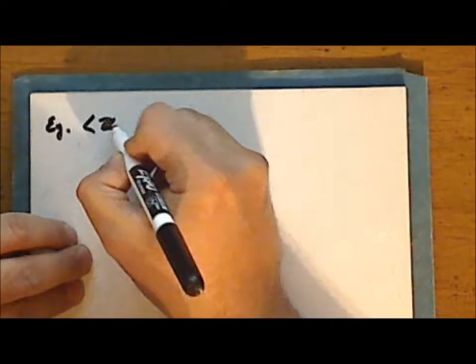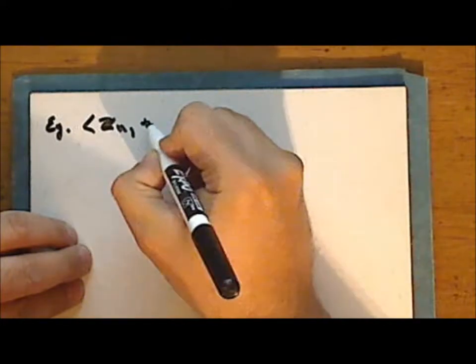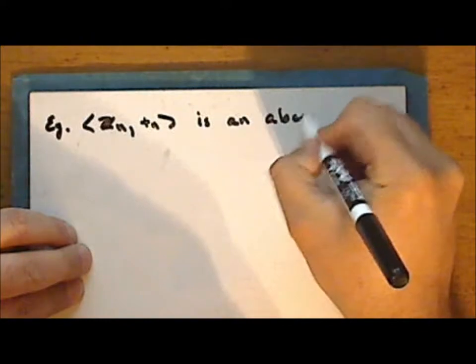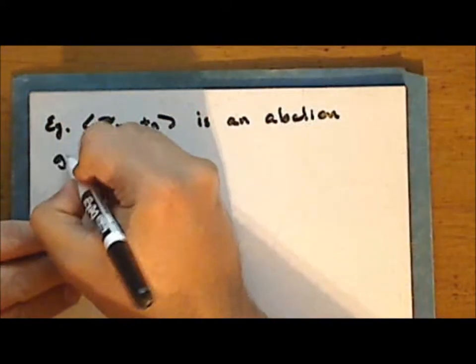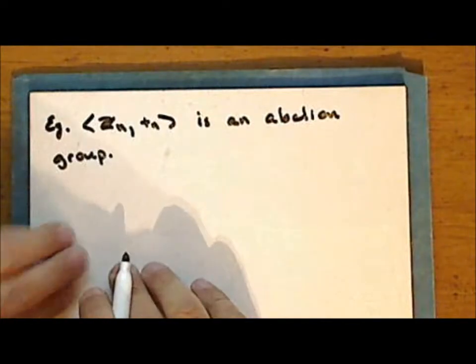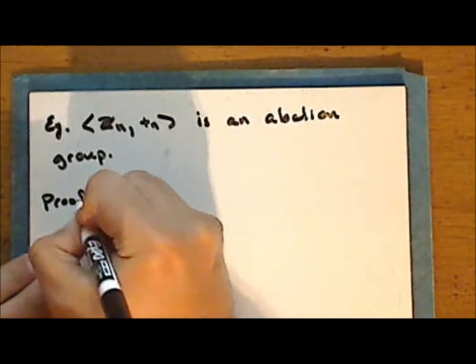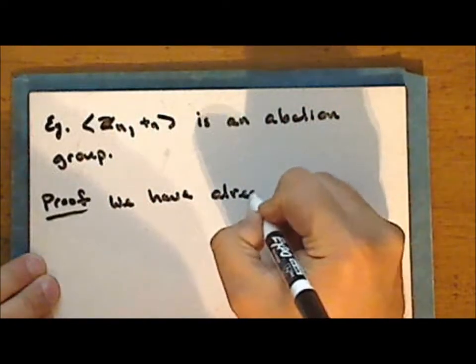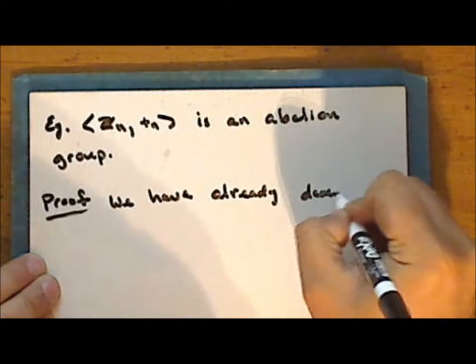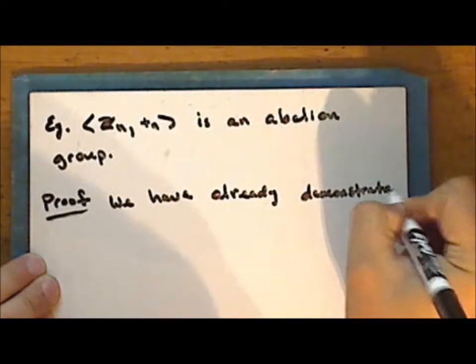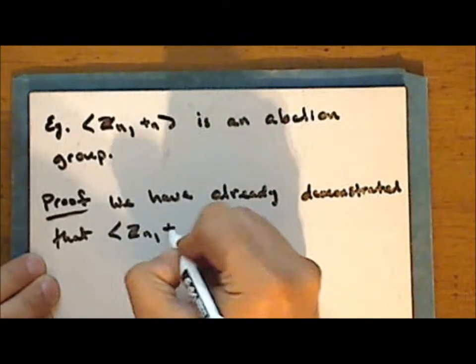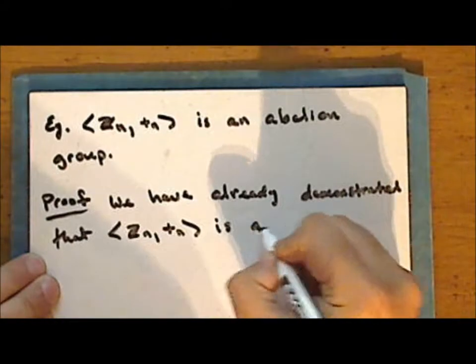So next, we will show that the integers modulo n under addition modulo n is an abelian group. So proof, we have already demonstrated that the integers modulo n under addition modulo n is a monoid.